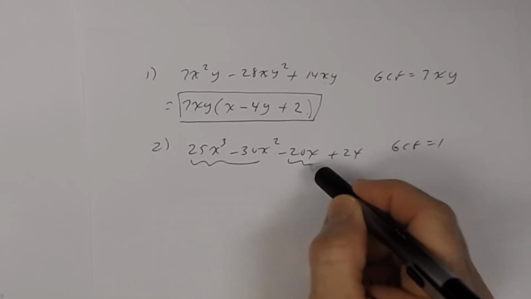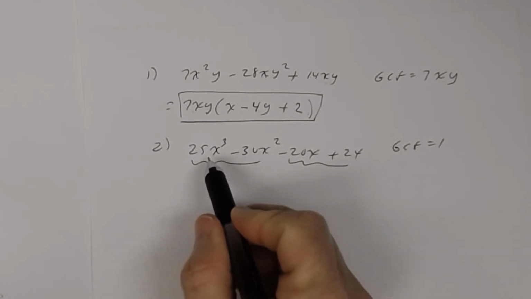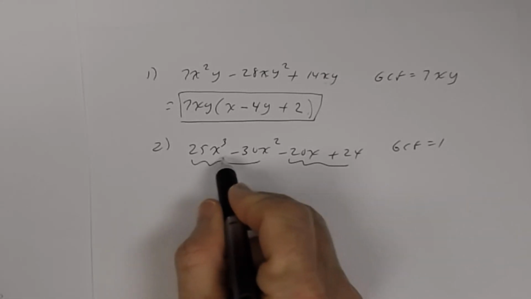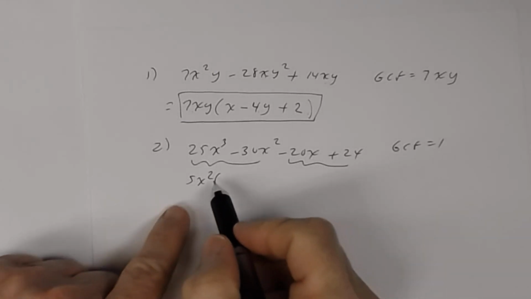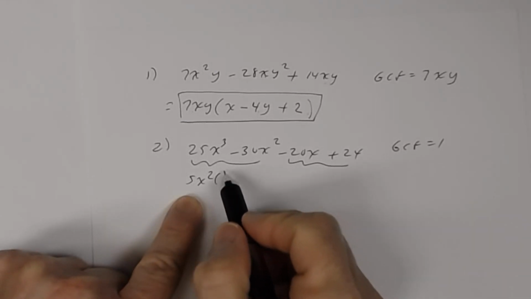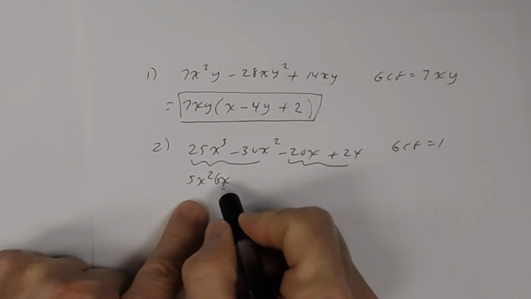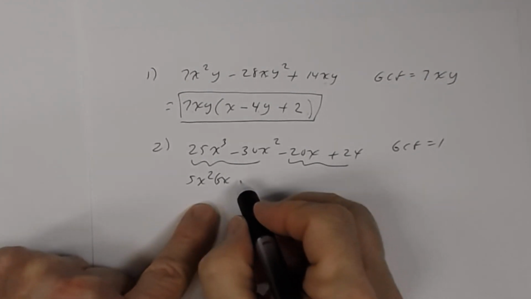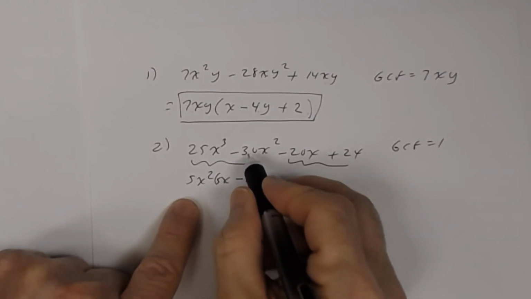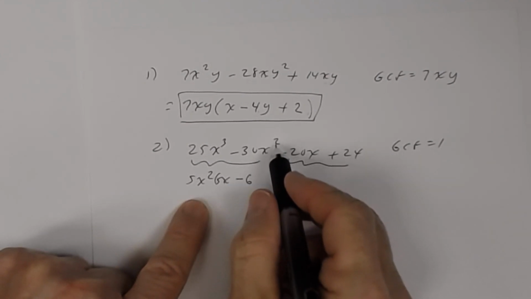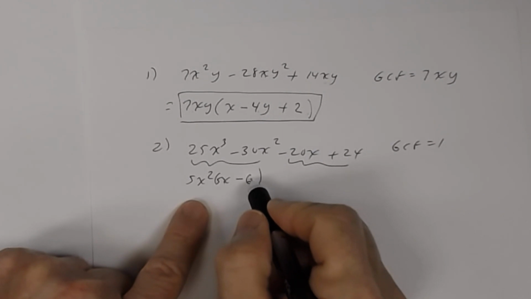So now I'm going to go directly to grouping. I'm going to group the first 2 and the last 2, and usually for us, that's what's going to work. In the first group, I can factor out a 5x squared. When you factor out the 5x squared, 5x squared times 5x is 25x cubed, minus, and then 5 times a negative 6 is negative 30. I factor out the x squared, so I don't have any x's in this term left.